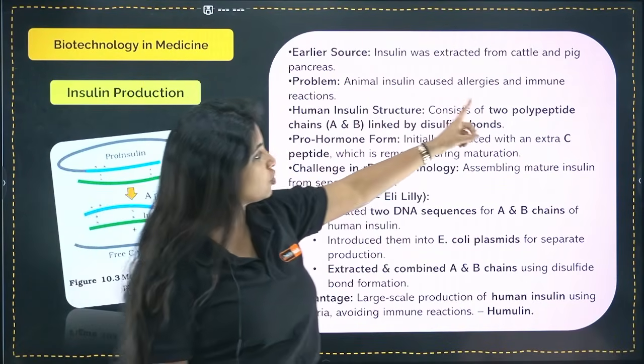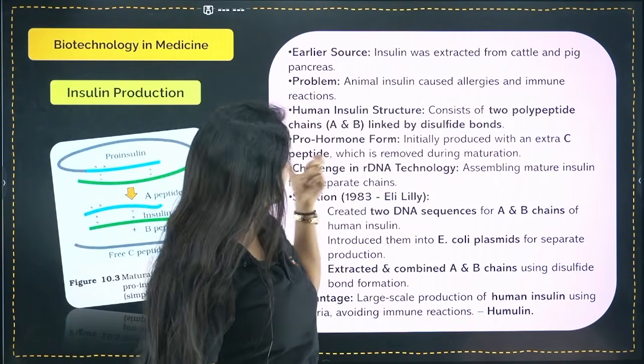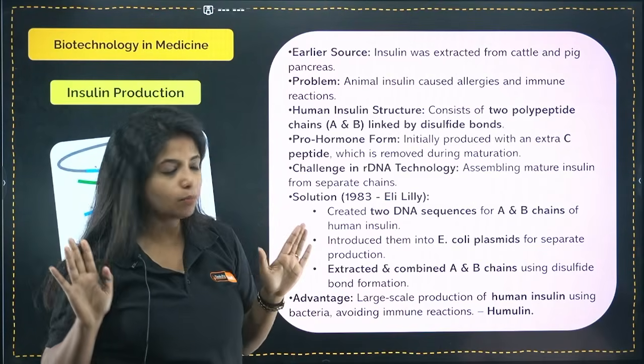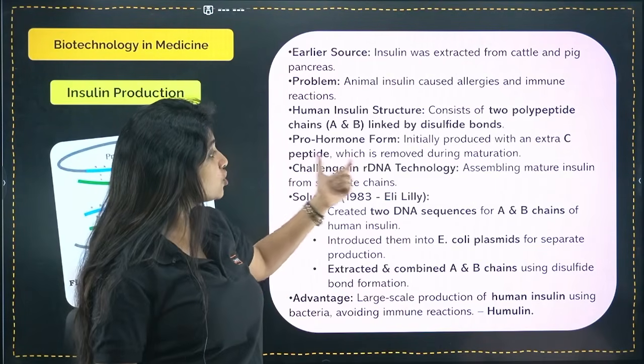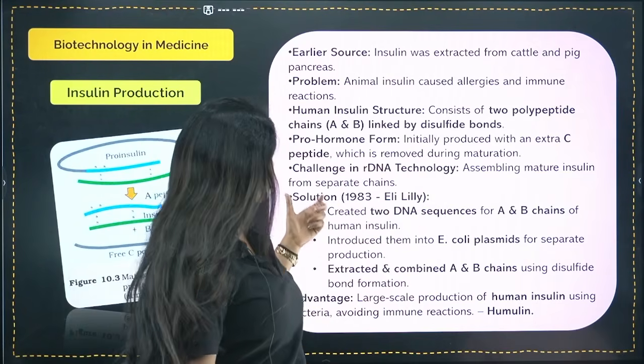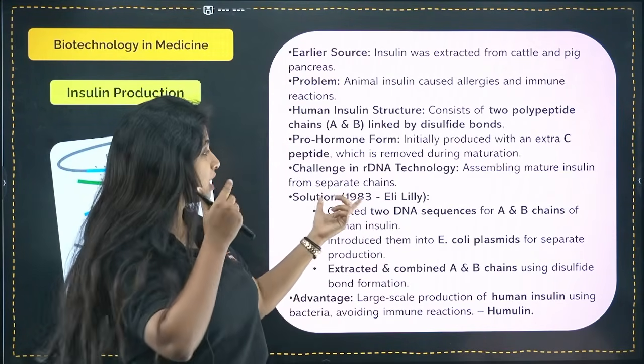So human insulin structure consists of two polypeptide chains. I told you, the pro-hormone is initially produced with an extra C peptide, which is removed during maturation in our body, in our normal cells itself. The challenge in recombinant DNA technology was assembling mature insulin from separate chains. That was very, very difficult. So that is how the solution came into the picture.